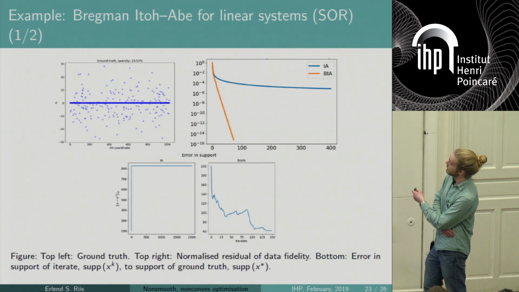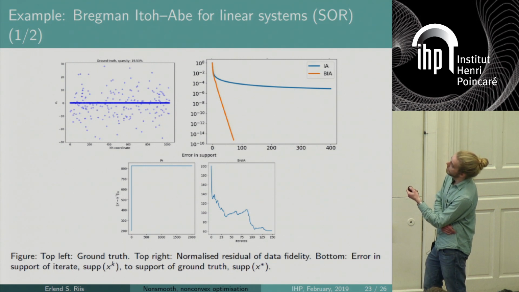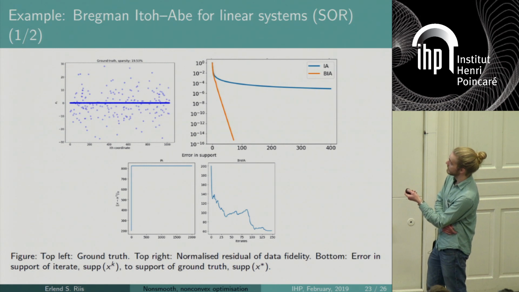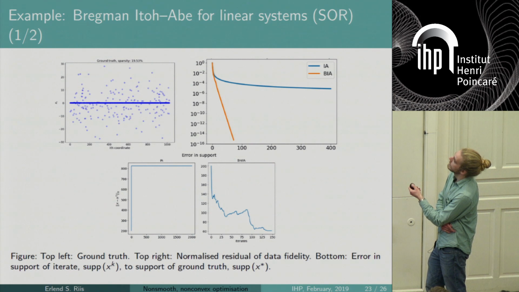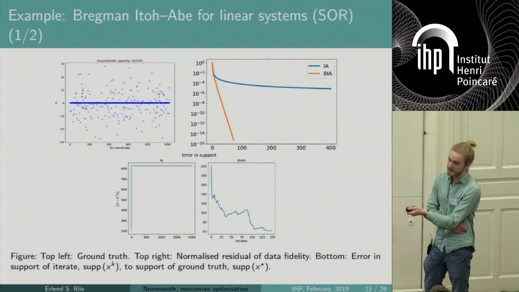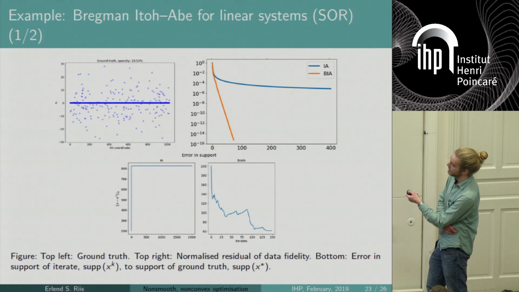So just to illustrate the speed-up benefits, if you consider a standard linear system where your ground truth has around 10% sparsity, this blue curve is the convergence rate for the standard SOR or Gauss-Seidel method, or in this case also the Itoh Abe discrete gradient method. If you then include an L1 term in your Bregman divergence function, the iterates of the Itoh Abe method will be more sensitive to the sparsity of the ground truth, and it converges at a much higher rate, and it also identifies the correct support set.